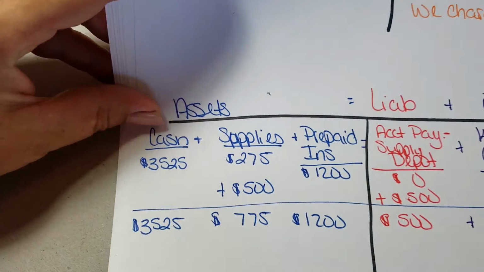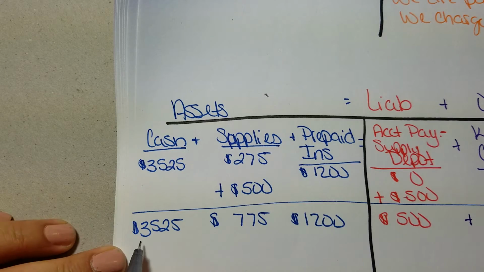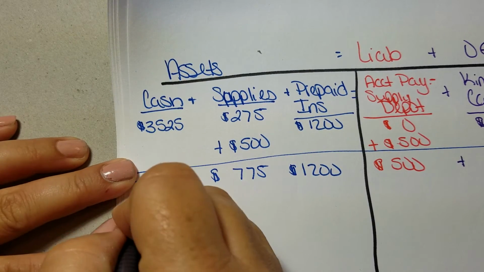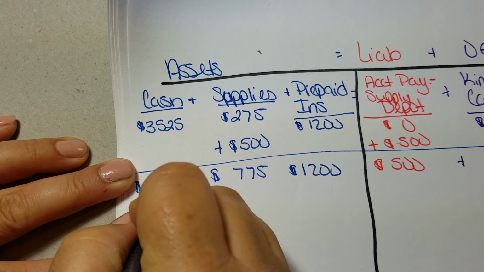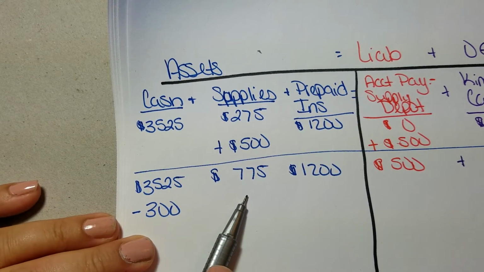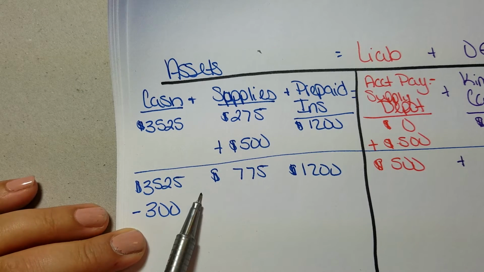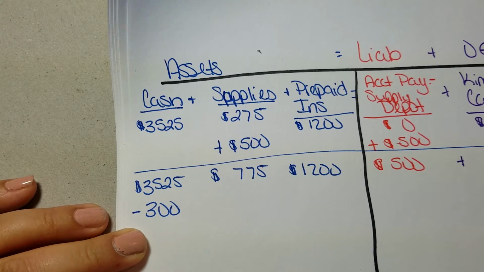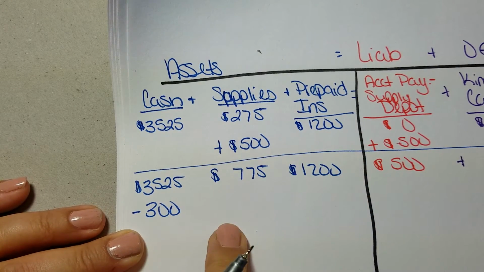So we paid cash. Is our cash going to go up or is it going to go down? Well, since we paid cash, it's going to go down. So I'm going to subtract $300. Did anything happen to our supplies? Not now, our supplies increased earlier whenever we charged it, but now we're paying it.